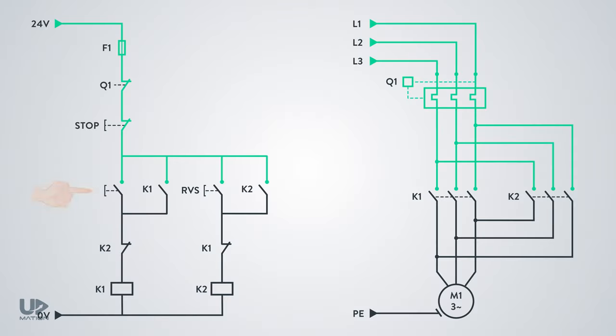Here, when we push the forward push button, the coil of the K1, which is the forward contactor, will get energized. And at the same time, the K1's normally open auxiliary contact will get closed to keep the circuit closed and maintain the power to the contactor's coil after we release the push button.